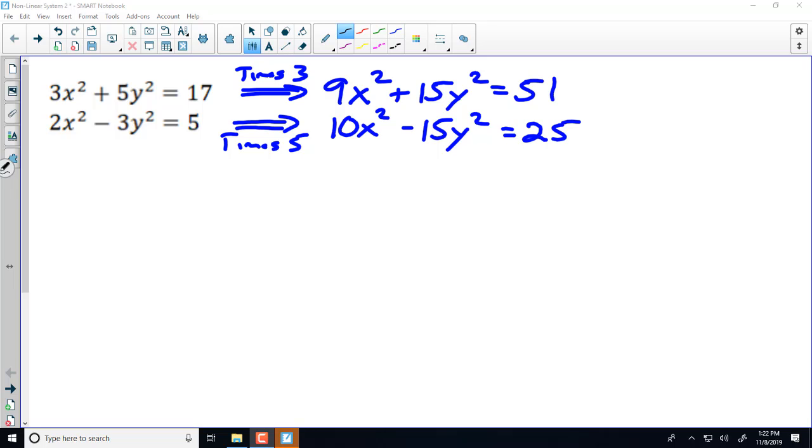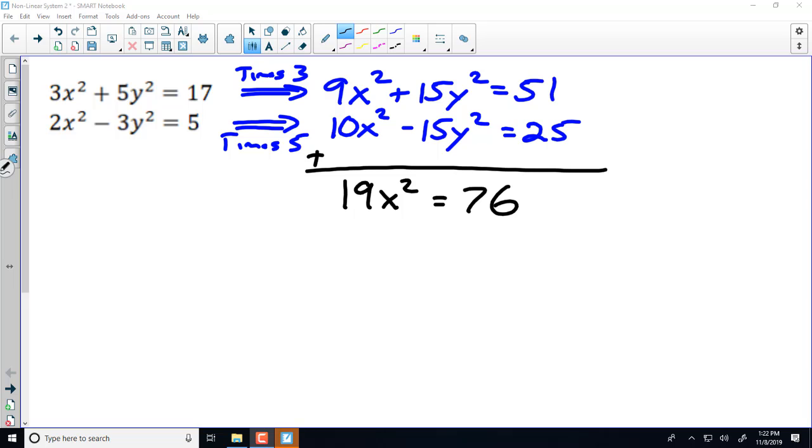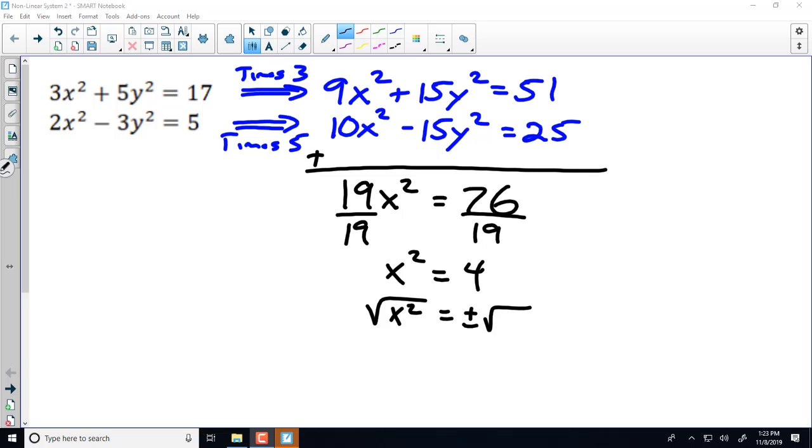It's pretty cool. So, adding them together, I get 19x squared equals 76. Now we divide both sides by 19, and we get x squared equals 4. Now we do need to apply the square root property, and in this case, x could be positive or negative. So when we apply the square root property to both sides, we get that x could be plus or minus 2.